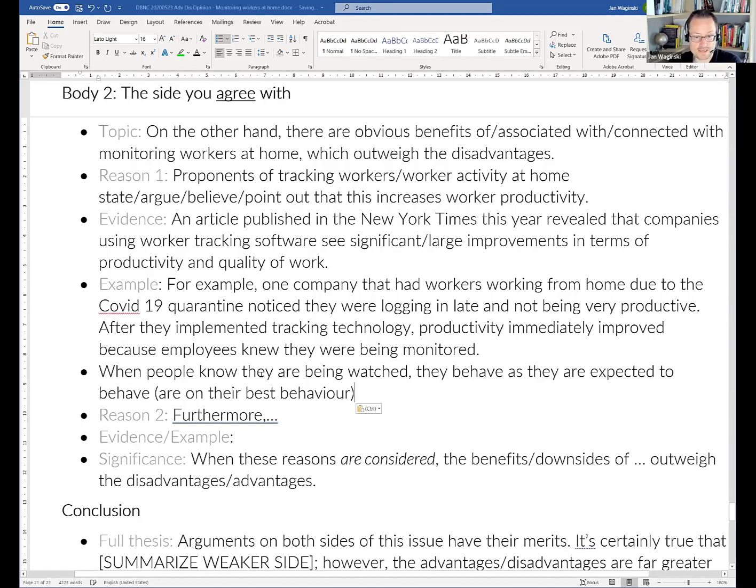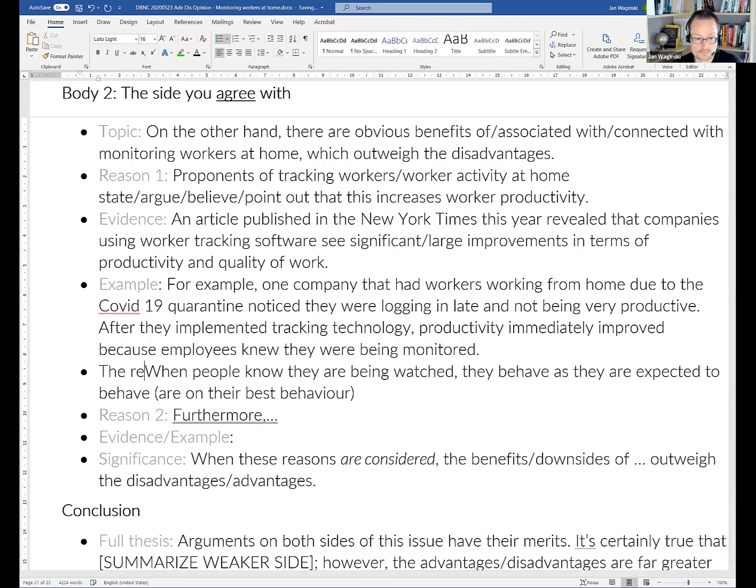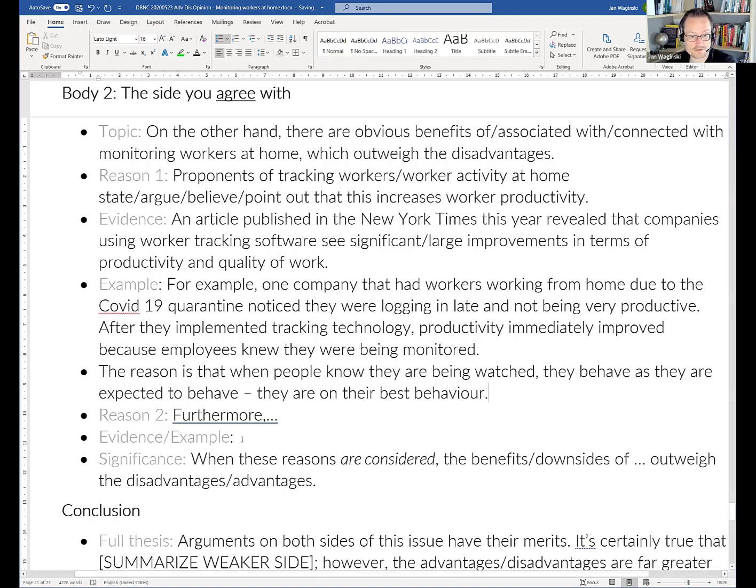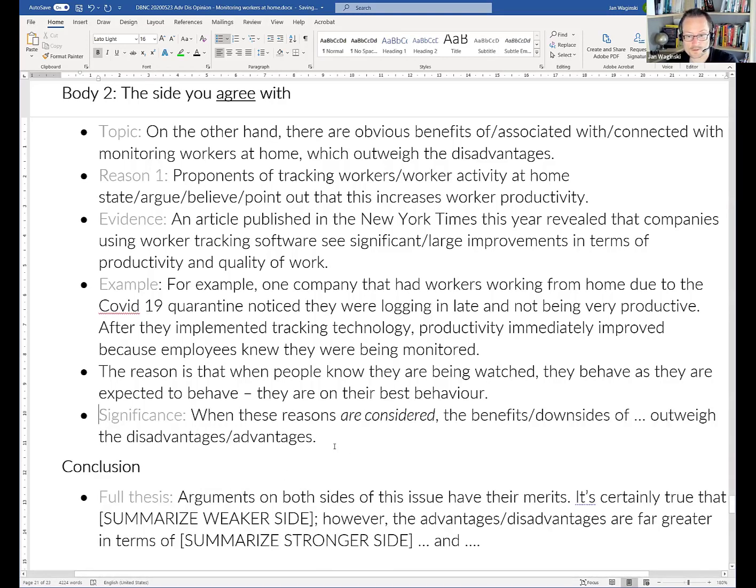Okay, we have this idea, the reason is that when people know they are being watched, they behave as they are expected to behave. They are on their best behavior, period. Okay, we don't have anything else.